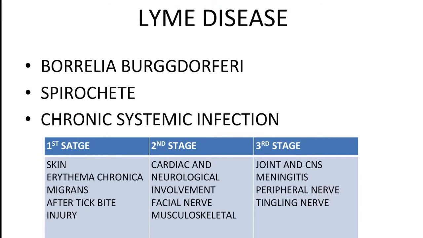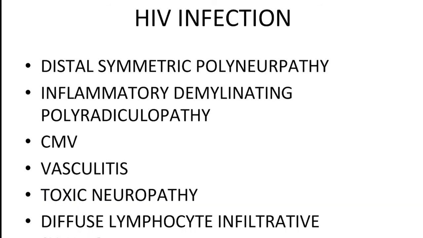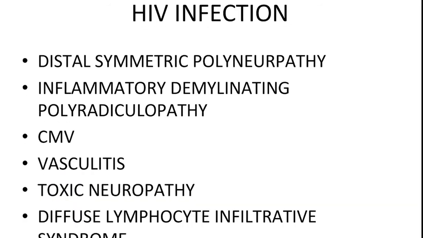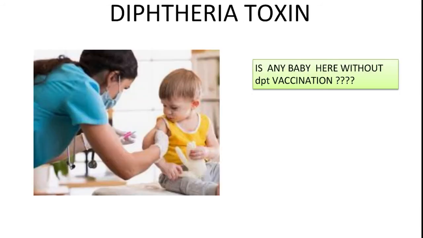In case of Lyme disease, it is a spirochete. Borrelia burgdorferi is the main cause. Another bacterium in this group is the spirochete Leptospira. So there are three stages. Out of this, you can see that the peripheral nerve is the most commonly involved. In case of HIV infection, there is distal symmetrical polyneuropathy, inflammatory demyelinating polyradiculopathy, cytomegalovirus, vasculitis. These all are the causes because of which we get peripheral neuropathy in HIV infection.